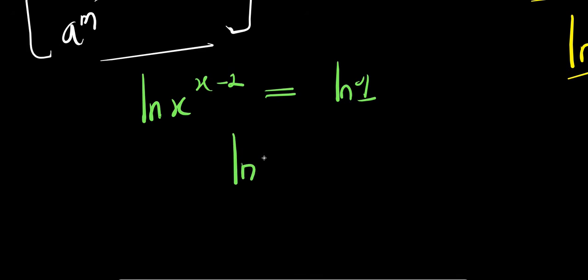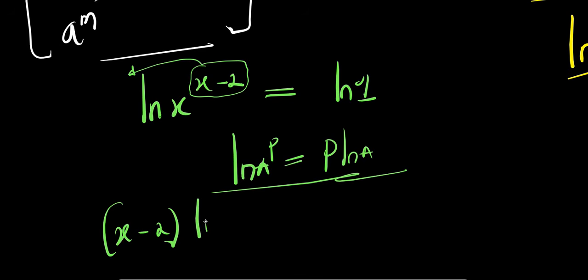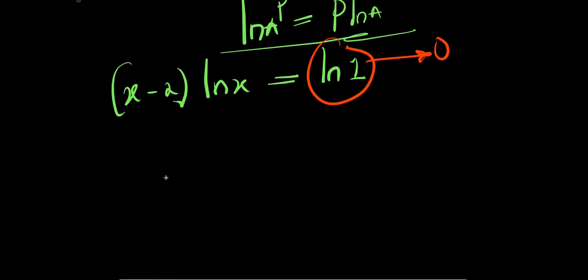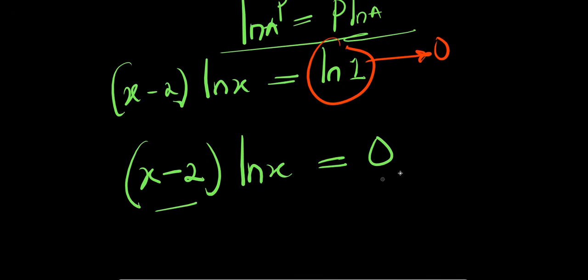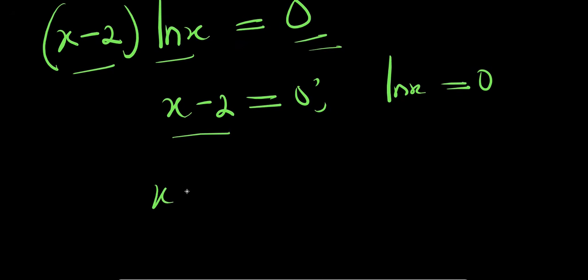And like I said earlier on, if you have natural log a power p, this equals p times natural log a. So this x minus 2 will come behind, giving x minus 2 times natural log x equals natural log 1. What I want you to note is that the natural log of 1 here is 0. So you have x minus 2 times natural log of x equals 0. Now I can equate each of these to 0. Have x minus 2 equals 0, and natural log of x equals 0. If x minus 2 equals 0, we have x equals 2, which is my x1. Remember, this still corresponds to the value of x that we had earlier on.